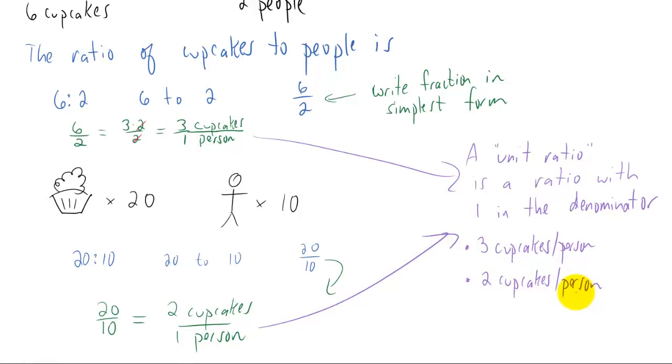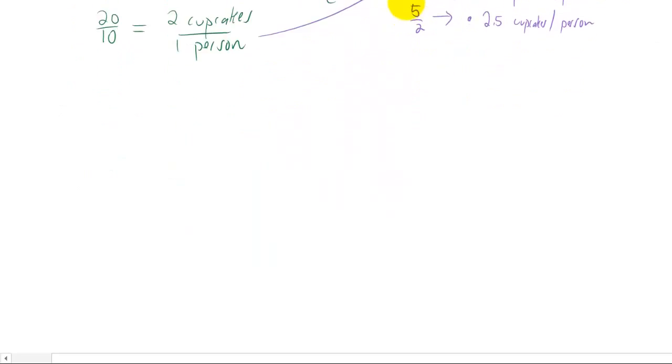Of course, you may be asking, what if we had 5 cupcakes and 2 people? This doesn't come out to be a nice round number. You can still do 5 divided by 2, and you'll get 2.5 cupcakes per person in that scenario. Okay, that's a really brief introduction to ratios. You'll talk more about it in class. I want to just talk really briefly now about proportions.